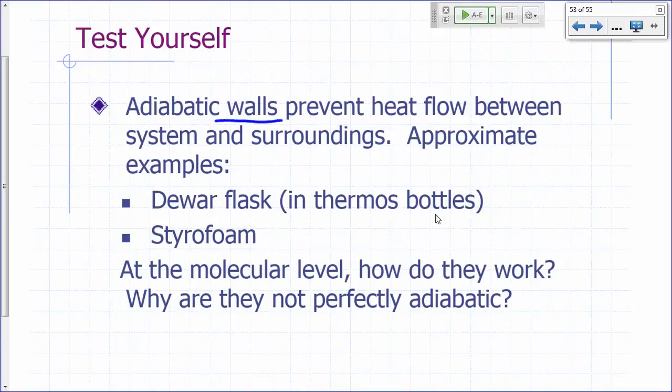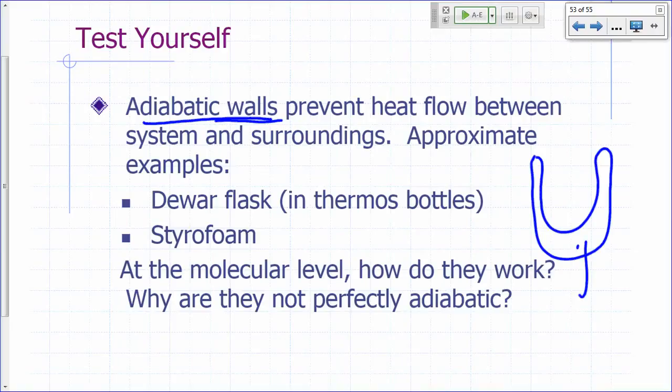Adiabatic walls, we said, would be thermally insulated walls, right? They don't allow heat to flow between system and surroundings. An example of an adiabatic wall would be your thermos bottle. What do you have inside that thermos bottle? There's a vacuum in there. So why is it very good for insulating, making things cold, keeping things hot? It doesn't transmit heat very well. Why? If there's a vacuum there, there are no atoms that can collide, and heat transfer occurs due to collisions between atoms. So if there are minimal collisions between atoms, then there's minimal heat transfer. That's how a thermos bottle works.